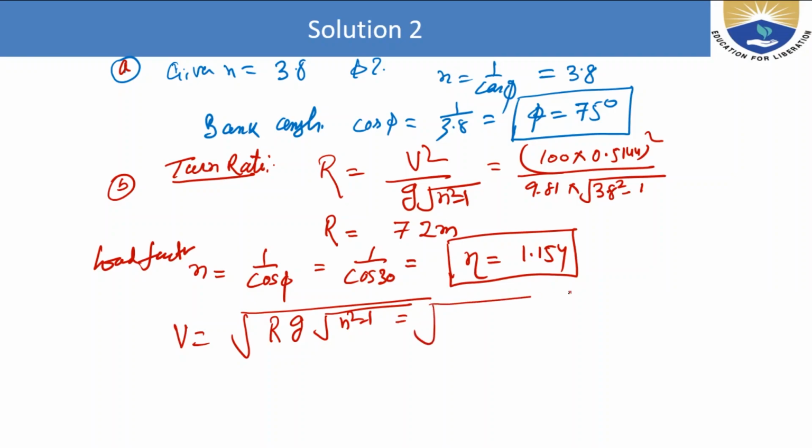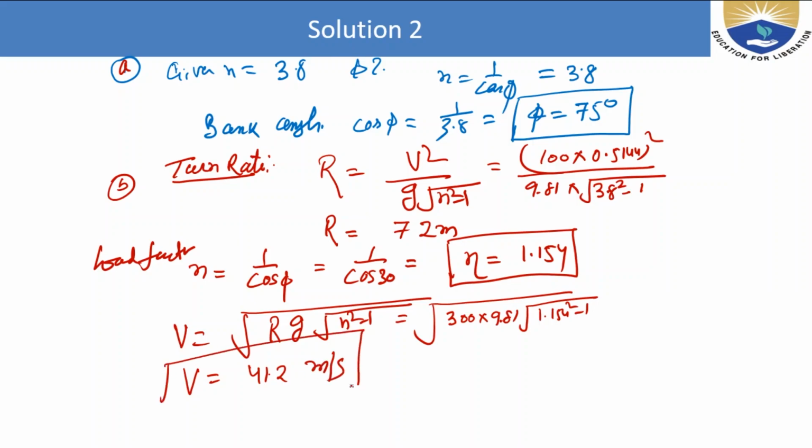So here we can write that R is equal to 300, into 9.81, again under root 1.154 square minus 1. So we will get this result. Velocity is equal to 41.2 meters per second. So this is the turn rate velocity which we have got. So this is the answer for problem number 2.